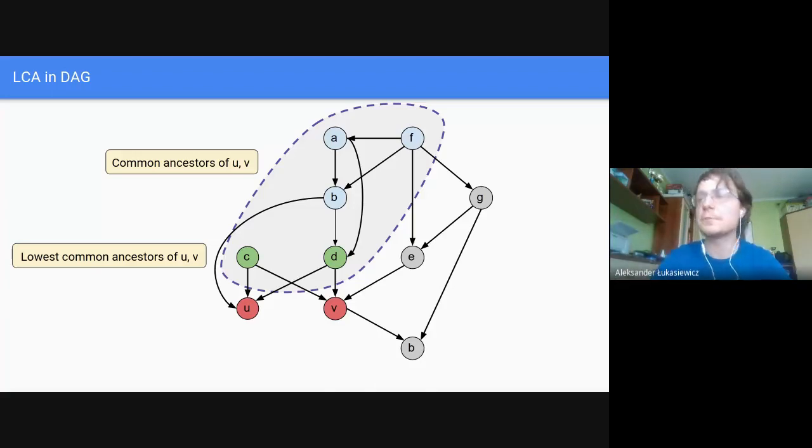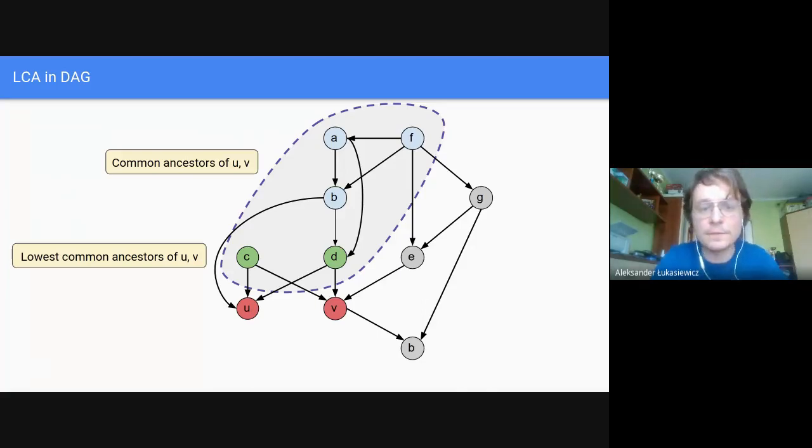So, for example, A is not a lowest common ancestor of U and V because B and D are children of A, and they are both also common ancestors of U and V. But for C and D, there are no such vertices, so they are LCAs. So you can see that an LCA does not need to be a single vertex.